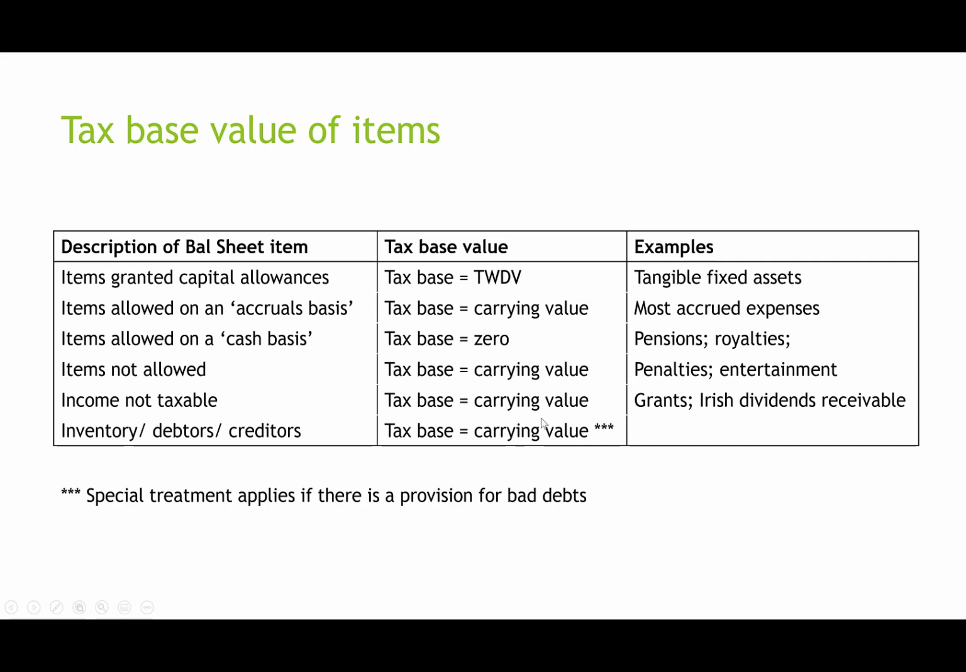And the same principle applies if income is not taxable. So government grants received or Irish dividends, these are non-taxable items, and if they happen to be contained in your balance sheet, you must set their tax bases to match the carrying values. Other balance sheet items: inventory, debtors, creditors. Tax base is the carrying value. There is a small issue with provisions for bad debts, and we'll see that in the solution.